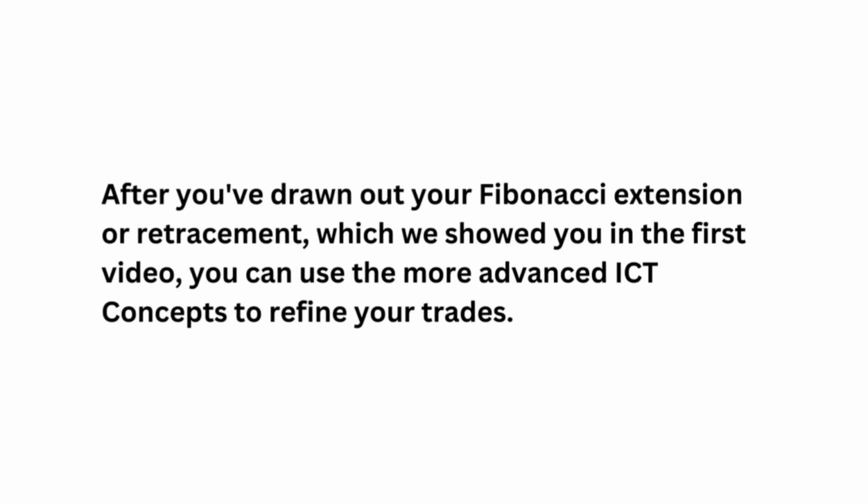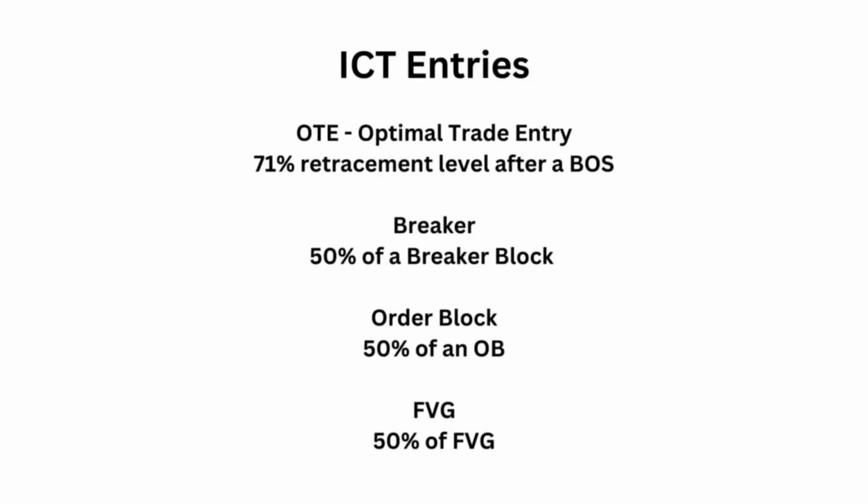After you've drawn out your Fibonacci extension or retracement, which we showed you in the first video, you can use the more advanced ICT concepts to refine your trades. The main ICT entries are the OTE, the optimal trade entry, which is off of the 71% retracement level after a break of structure. Then you have the breaker, which is 50% of a breaker block. Then the order block, which is 50% of an order block. And the fair value gap. And of course, the 50% of the fair value gap.